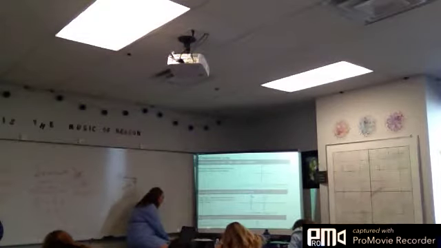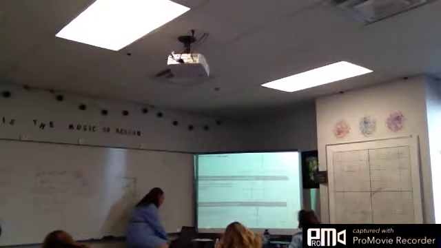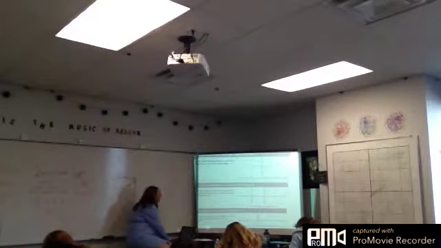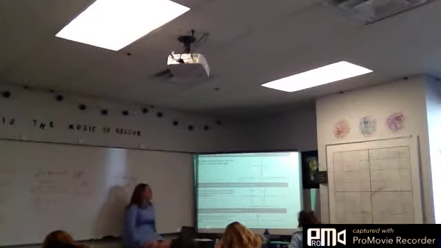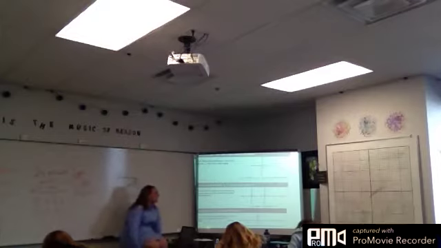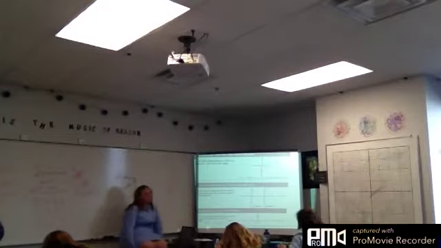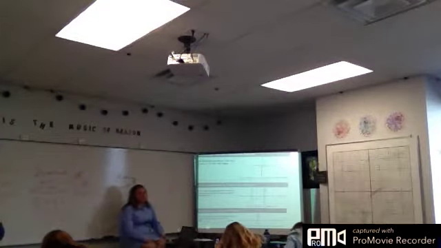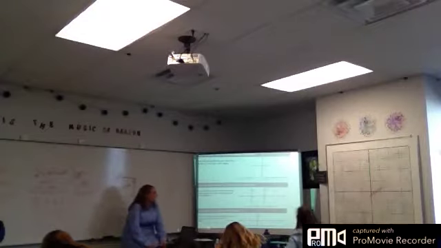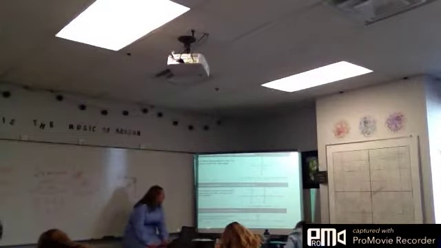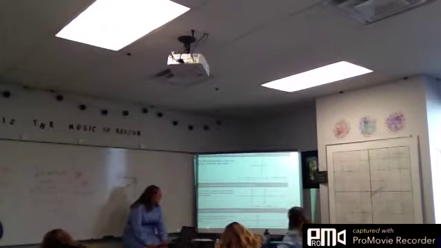And then you have the lines perpendicular to a transversal theorem. Okay? Lines perpendicular to a transversal. What's a transversal again? A line that intersects two parallel lines. So the lines perpendicular to a transversal theorem says if two lines in a plane are perpendicular to the same line, then they are parallel to one another.